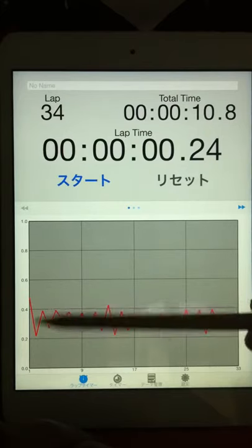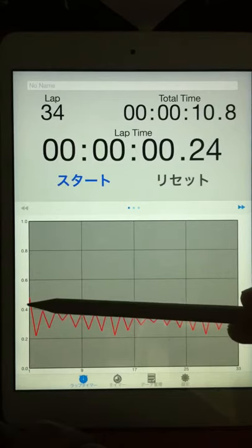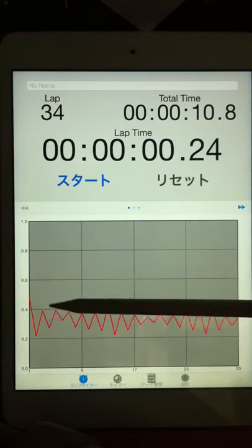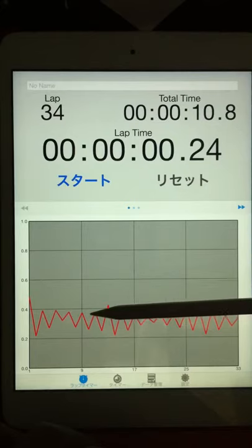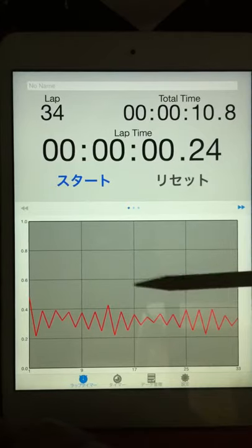But the ratio of bounce changes. Roughly strong, weaker, and stronger, and weaker, and stronger, and weak.